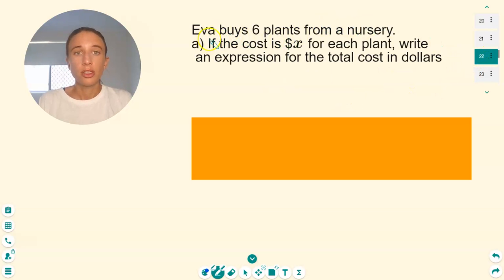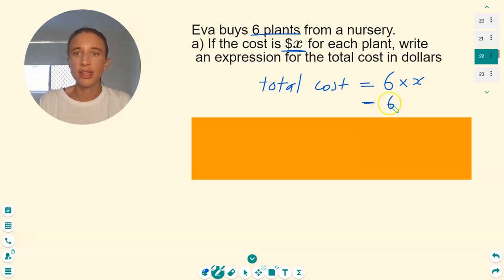So Eva buys 6 plants from a nursery. If the cost is X dollars for each plant, write an expression for the total cost in dollars. So 6 plants at some number of dollars for each plant. You're going to times them, right? Total cost is 6 times X, 6 times the number of dollars. So we just write that as 6X, because in algebra we don't write that multiply sign next to the variable.